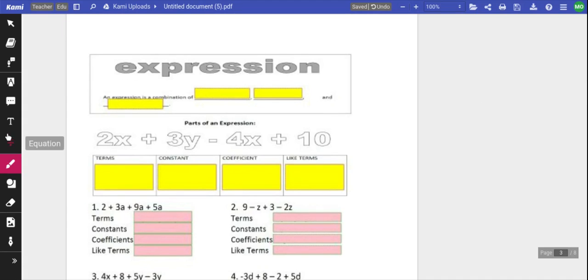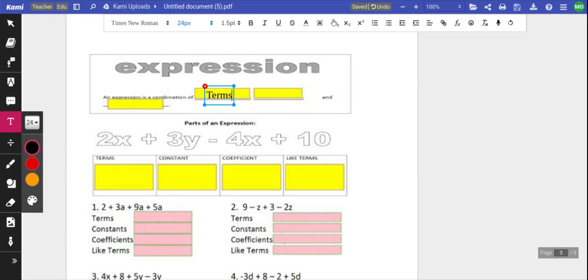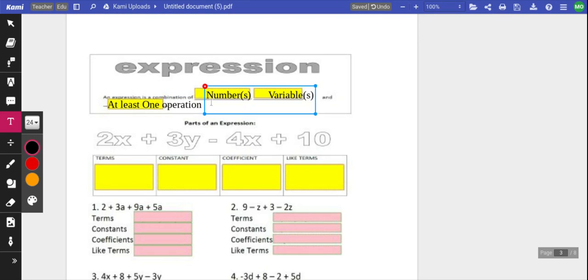An expression is a combination of terms, variables, alrighty. So last week we covered that an expression is a combination of numbers, variables, and at least one operation. Now it can be more than one on both. Okay, so here we have an expression, 2x plus 3y minus 4x plus 10.